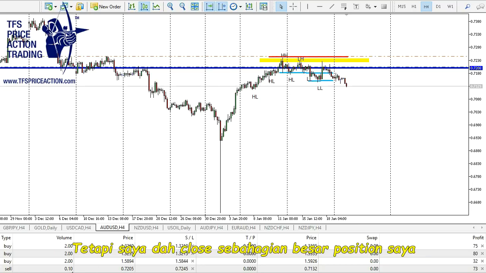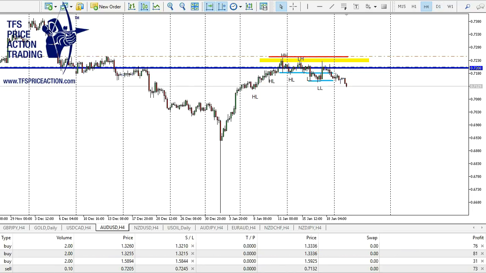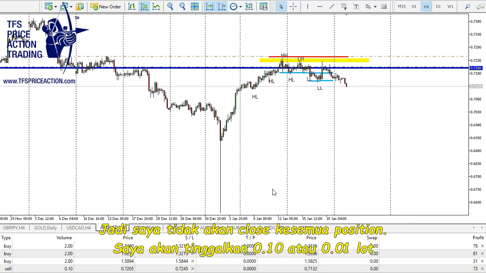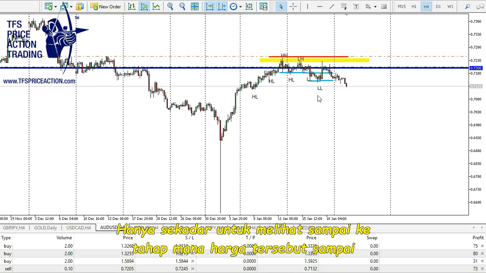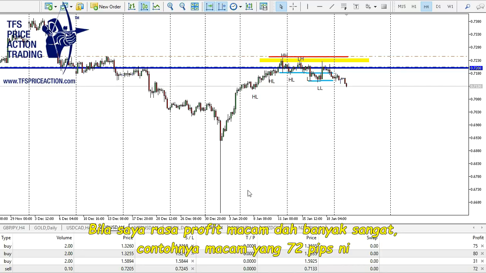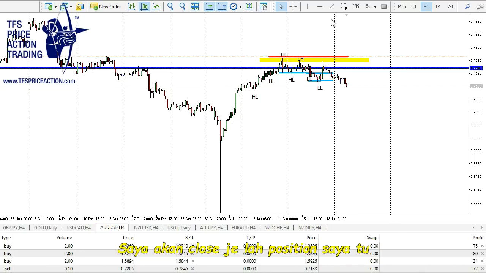While for AUD/USD I'm still holding at 73 pips, but I already closed most of the position and only left 0.1 lot for experiment. Just for your info, I like to experiment when I trade, so I don't close all my positions. I will leave maybe 0.1 or 0.01 just to see until which level the price goes. Once I feel like it's already too much, for example this 72 pips, I'll just close my position.